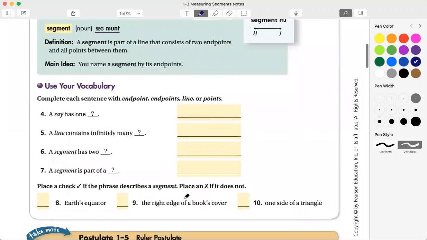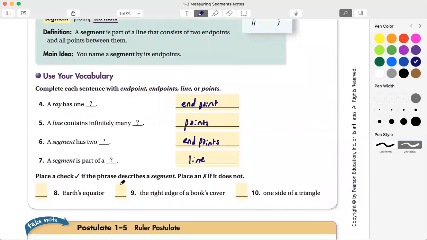All right, let's use our vocabulary. Complete each sentence with either the words endpoint, endpoints, line, or points. A ray has one endpoint. A line contains many points. So many, it has a whole lot. Number 6, a segment has two endpoints. Number 7, a segment is part of a line.